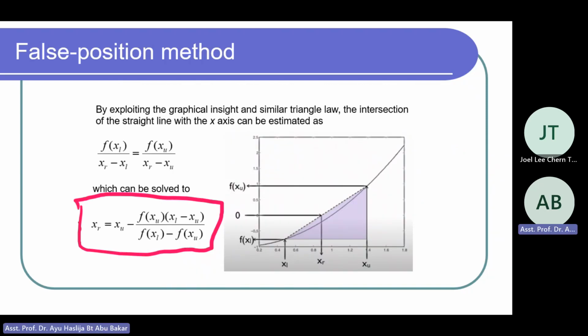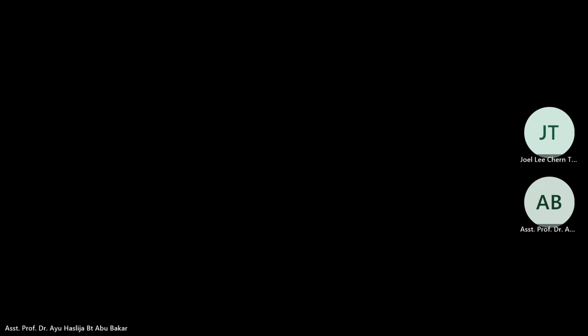Now for false position, you will use this XR equation. Last time in bisection, the equation is simpler: XU plus XL over 2. This is bisection. Now this is the false position equation. Similar steps as bisection iteration, but to find the XR, you will use this equation. Or there is another equation from the derivation of the assumption.